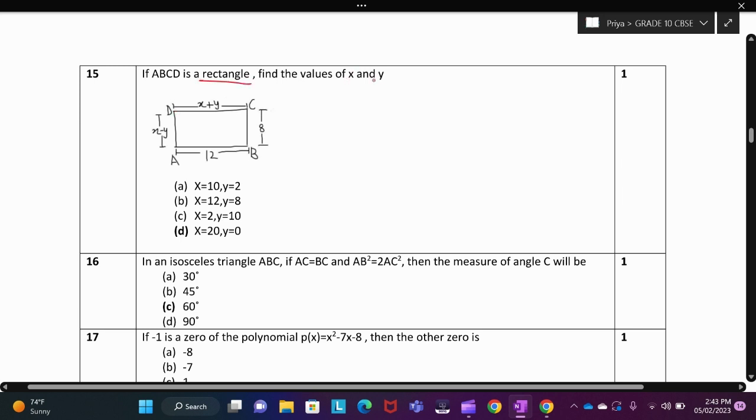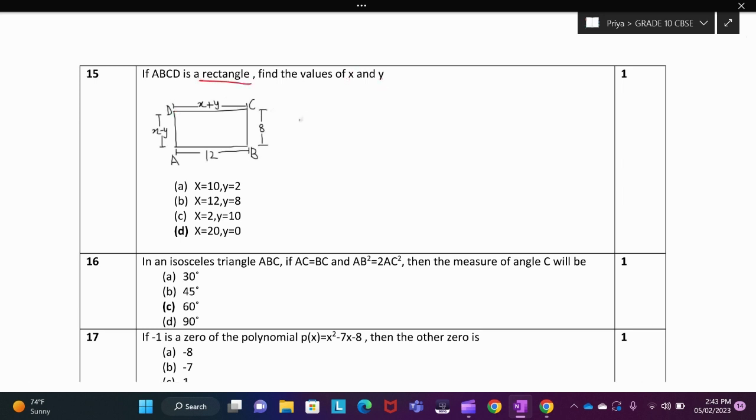Question number 5. ABCD is a rectangle. Find the values of x and y. So rectangle, what are the properties of rectangle? Opposite sides are equal and parallel, isn't it? So x plus y is equal to 12. Similarly, x minus y is equal to 8.